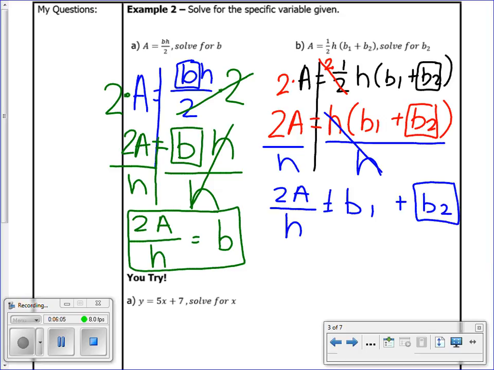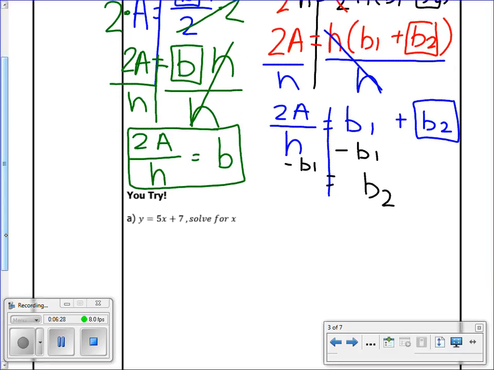I'm still drawing that line down my equal sign because I'm not done yet. And I have B2. B1 is being added to B2. Well, B1's positive, so how do I move B1 to the other side? You subtract B1. So minus B1, minus B1. So B2 equals 2A over H minus B1.